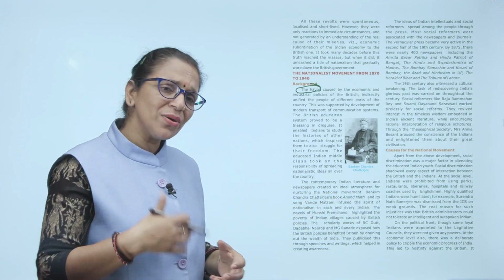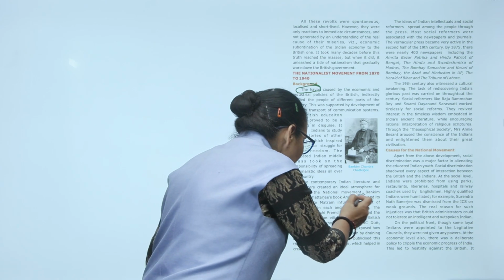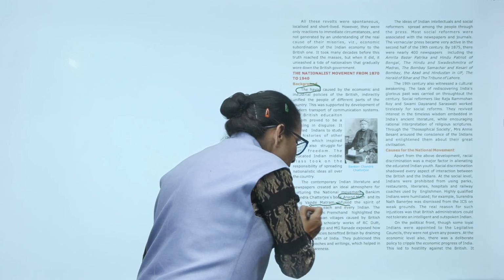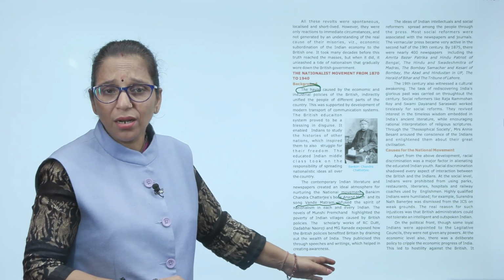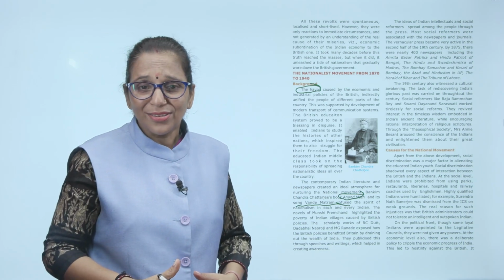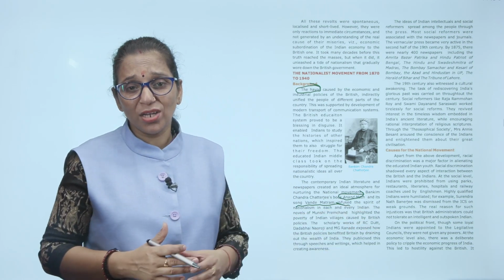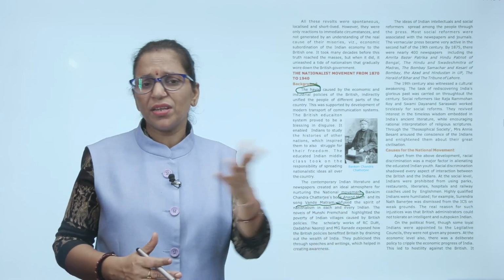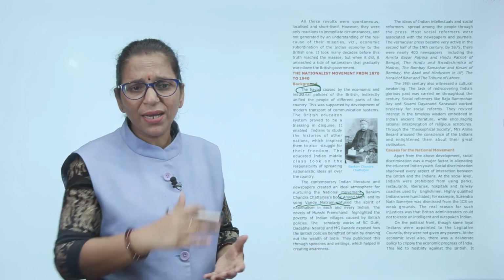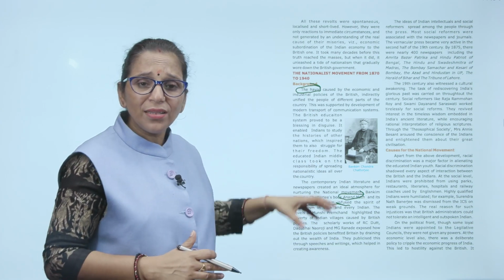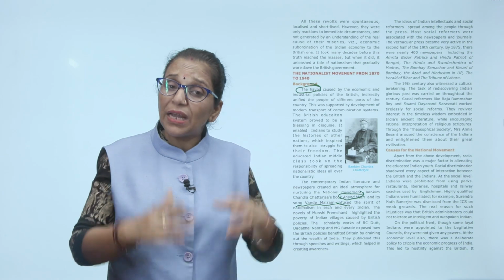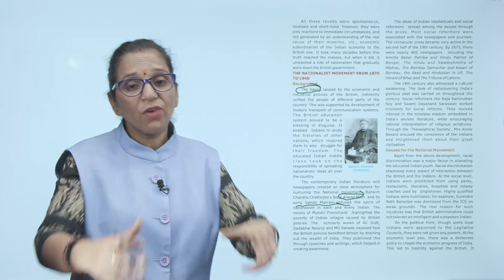Then contemporary Indian literature and newspapers also created awareness and an atmosphere of nationalism. Bankim Chandra Chatterjee's book was Anandamath, and its song became the national song of India, Vande Mataram. It infused the spirit of nationalism among Indians. The novels of Munshi Premchand highlighted the poverty of Indian villages, which was caused only by British policies. So somewhere, Indian literary work helped pave the way to the nationalism of India.